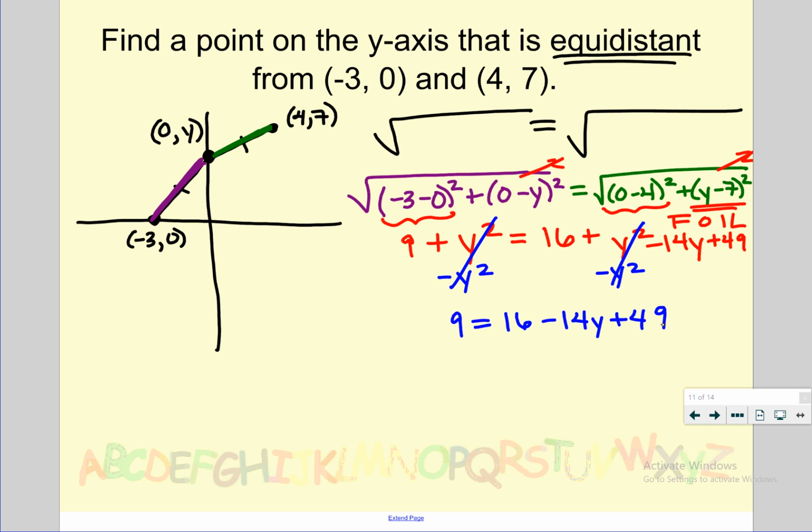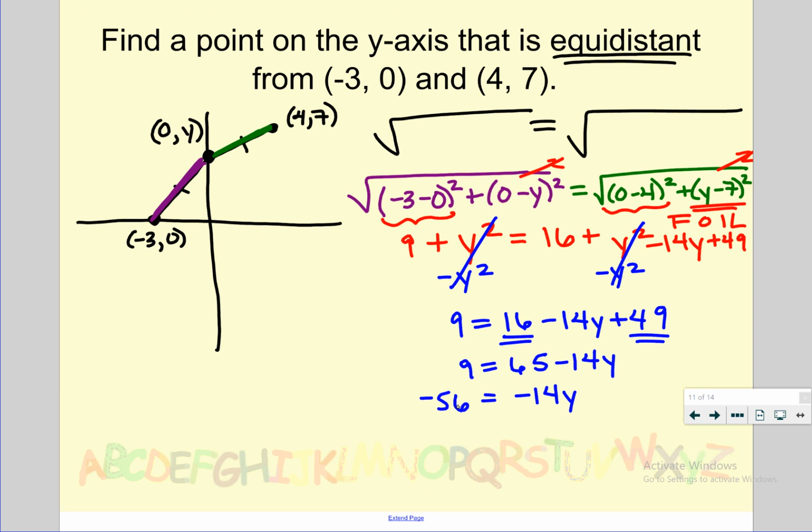Do I have a quadratic anymore? Do I have a squared anymore? No, I do not. So I don't have to get it equal to 0. I can just solve for y now. I have a regular old linear equation. If I put 16 and 49 together, I'm going to get 65 minus 14y. If I subtract 65 over to the other side, -14y equals -56.